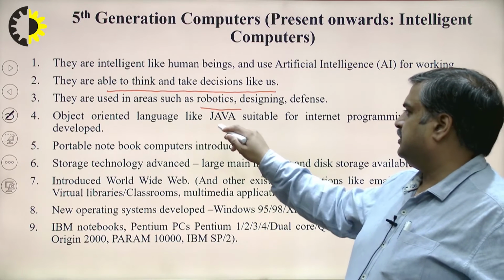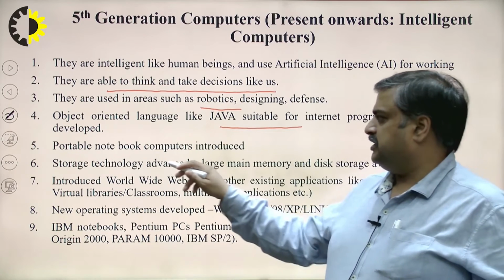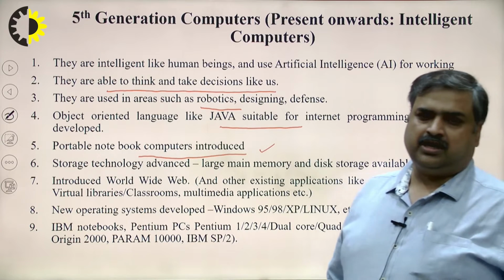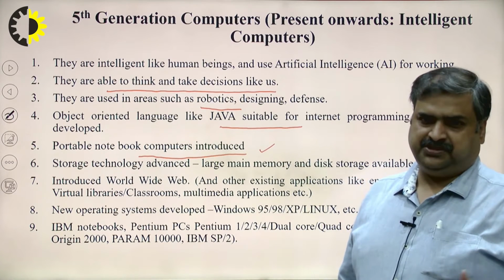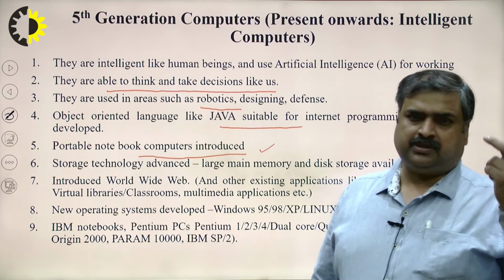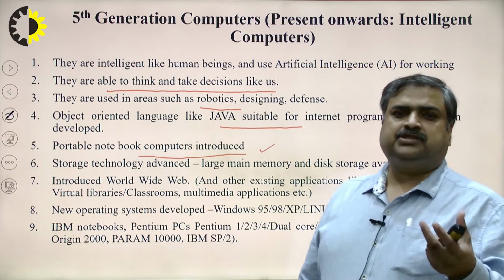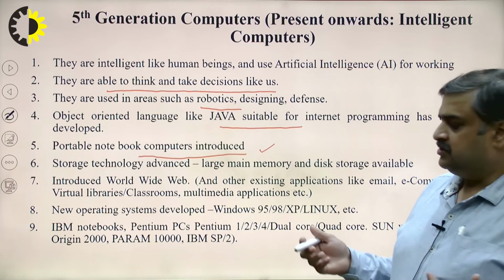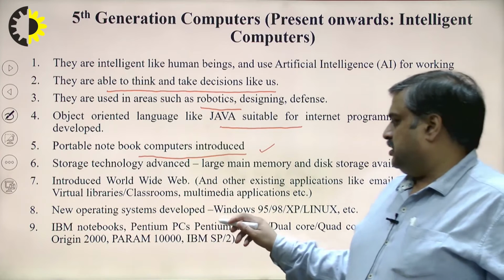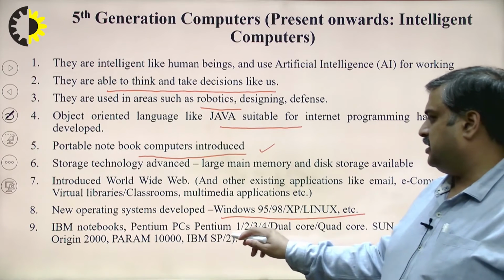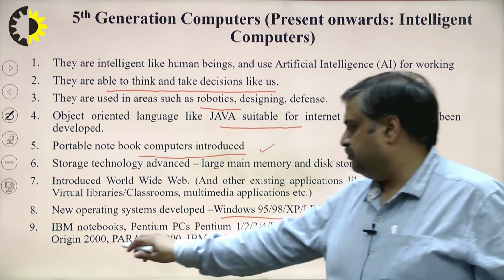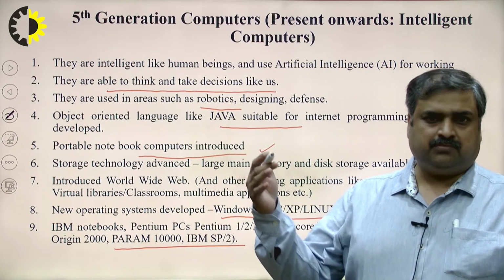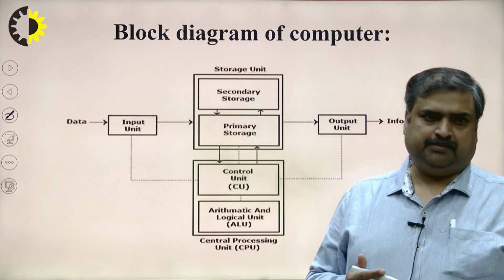Some object-oriented languages like Java, suitable for internet programming, have been developed. Portable notebook computers were introduced. Like you can see, our mobile systems are now very efficient and are running multiple kinds of programs. Some programs which are AI enabled are also being executed by our smartphones. Like this, operating systems came, and many systems have been developed for giving a platform to this intelligent computing.